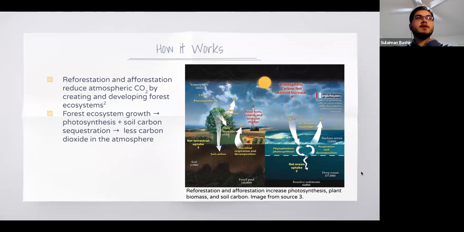So the way reforestation and afforestation help fight climate change is by reducing the greenhouse effect. So we're basically using trees and plants to take carbon dioxide from the air and store it in their leaves, branches, whatever. And they do this through photosynthesis.